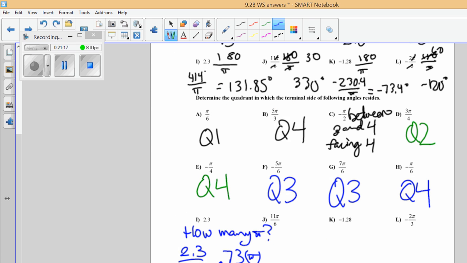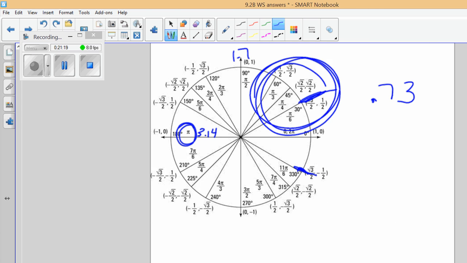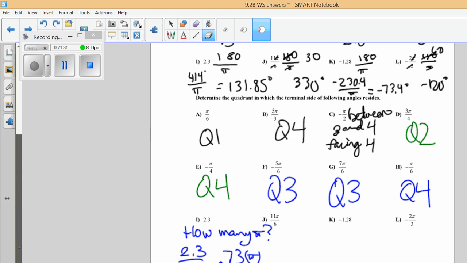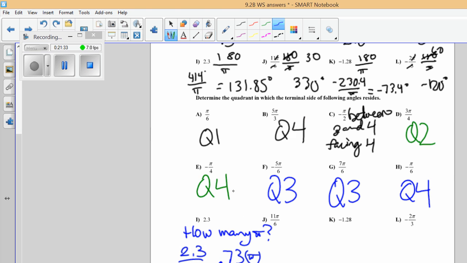Yay, we're almost done. 11 pi over 6. You go to your unit circle and you find it. Hey, I just found it while I was erasing. It's down here in quadrant 4. So down here in quadrant 4 is where the 11 pi over 6 is.